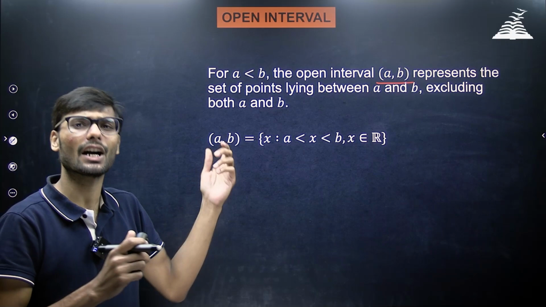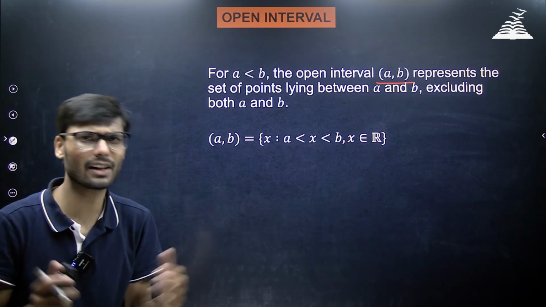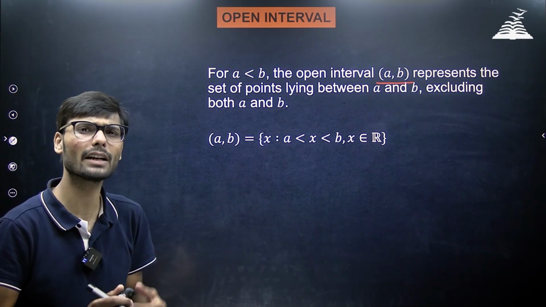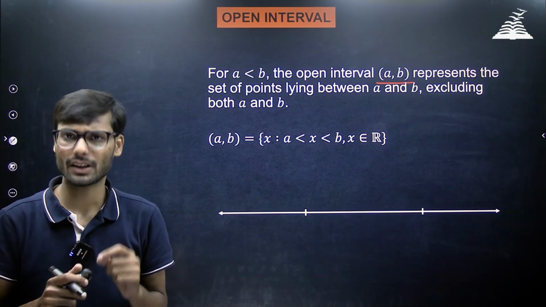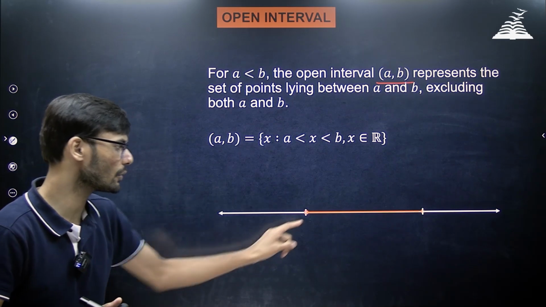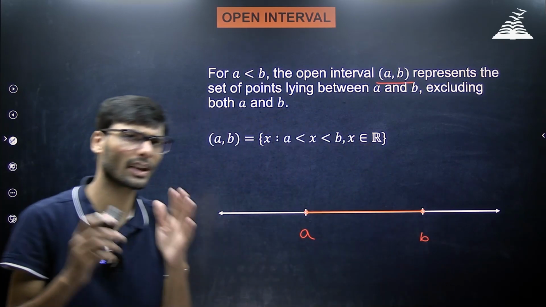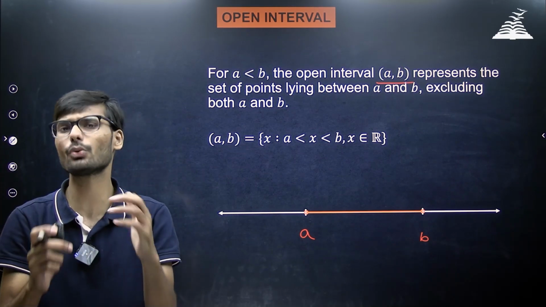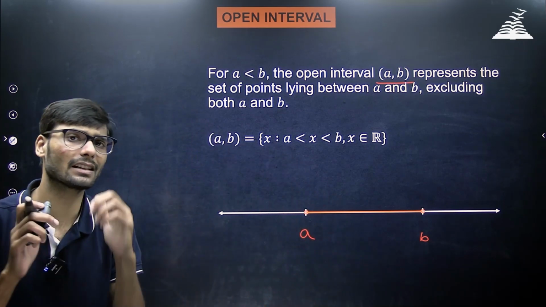(A, B) contains all the numbers that lie between A and B, all real numbers, right? How do we represent such a situation where A and B are not included? We'll plot a number line and the points which are not included, at those points we will draw hollow circles like this. You can see this is A and this here is B. At both A and B we are drawing hollow circles. That means that point is not included in our interval, but everything that's between A and B, that's included.